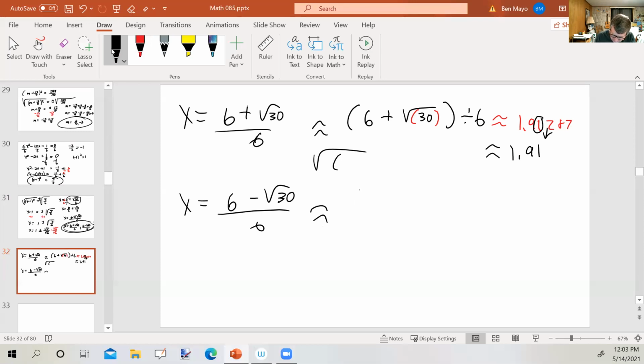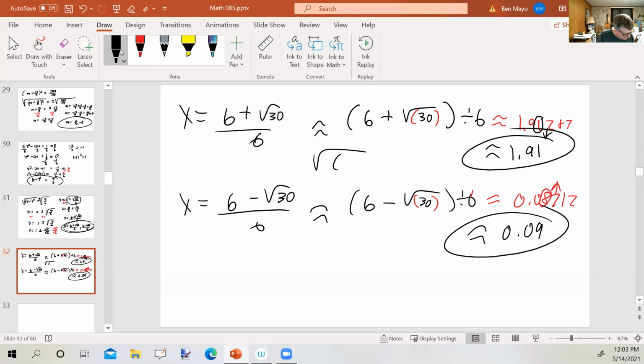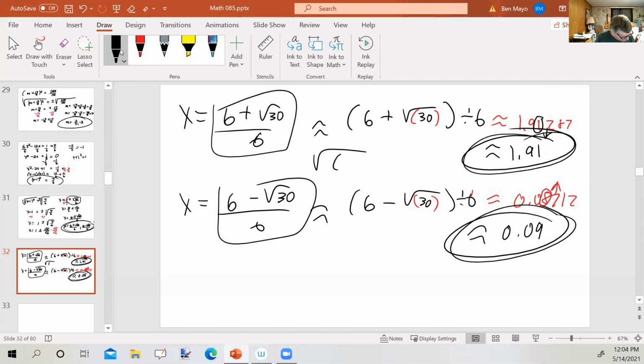Okay. The second one, parentheses 6 minus the square root of 30, close it up. And again, you're going to have that other set of parentheses. And we get, let's see, 0.08712. Rounding at the hundredth spot, the 7 would round up. So we're going to get 0.09. So those would be your two approximate answers. So here's your exact answers, and here's the approximate answers.